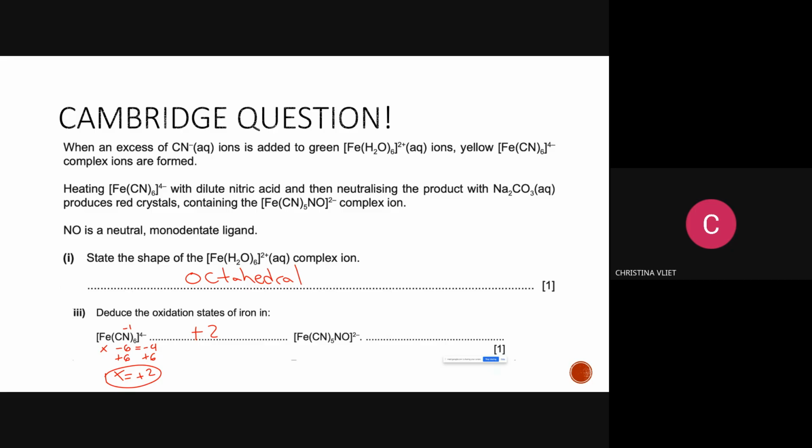And then this one. What about this one? +3 is correct, because the whole thing's -2. The NO is 0, so it doesn't count towards the charge. And then the CN is -5. So it's X minus 5 equals -2, is the math that some of you did in your head. Bring 5 to the other side and X equals +3. And these were worth 1 mark.